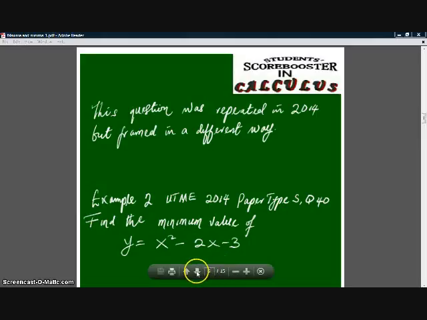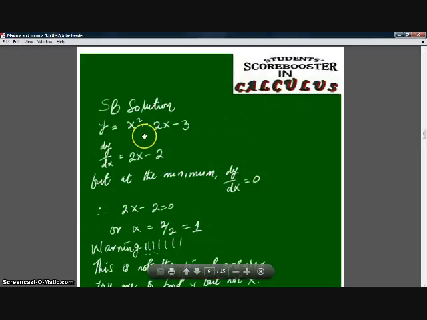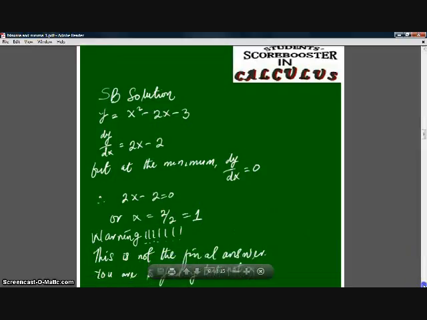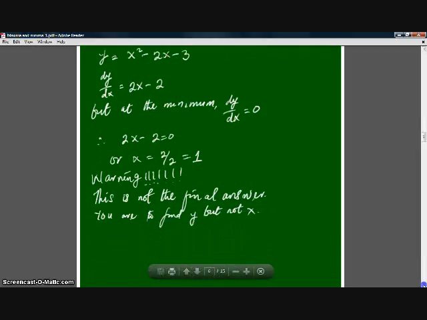So let's go. This is the solution. ScoreBooster solution. The expression has been rewritten and we find dy/dx. At the minimum value we know that dy/dx is equal to 0, so we can have 2x minus 2 equals 0, and x is equal to 2 over 2, which is 1. So I am trying to sound a note of caution here. This is not the final answer.